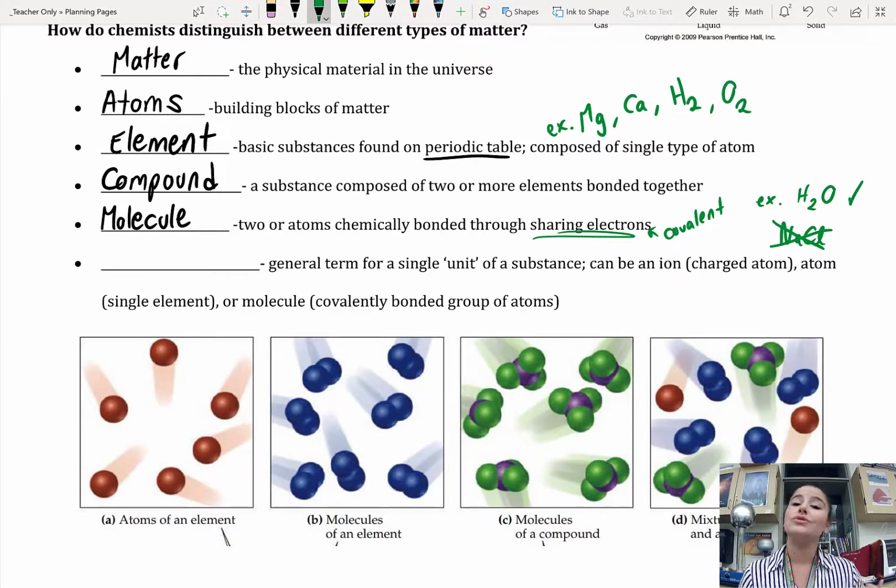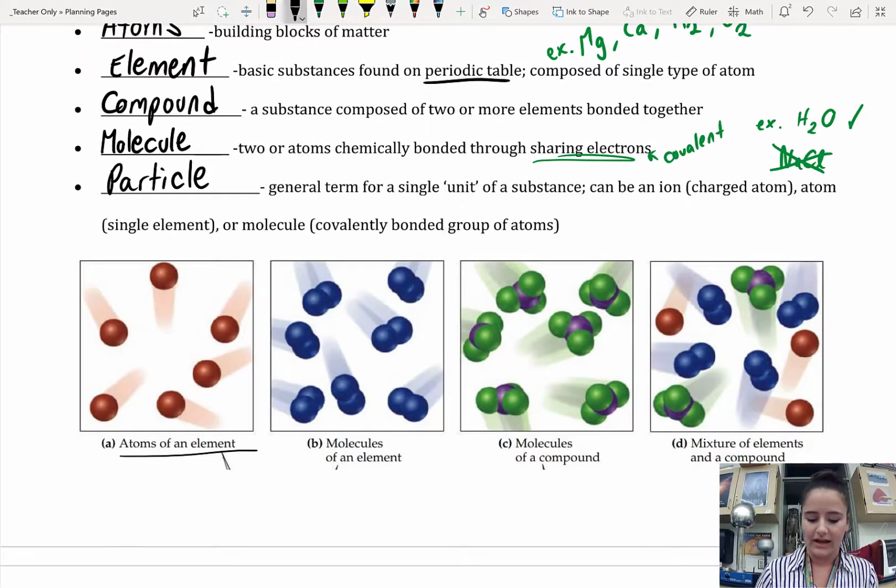Now, if you are unsure about which of these words to use, your default go-to is going to be particle. Okay? A particle can mean a molecule, a compound, an element, an ion. Okay? It can be any single unit of a substance. So if you're looking for a more general term, we tend to use particle. Okay? So you can kind of see down here, you can have atoms of an element, they're all the same. Molecules of an element, they are bonded together. Molecules of a compound, okay, you got the different types of atoms bonded together, or a mixture of elements and compounds. Okay, all work out.